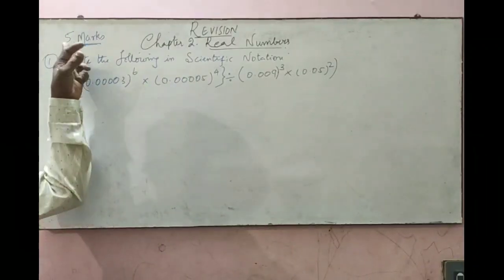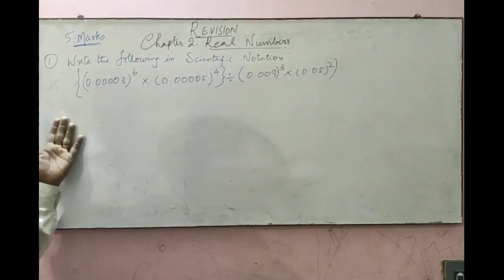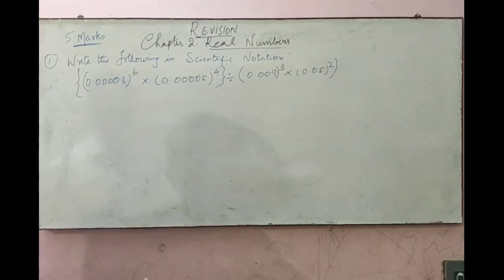Next we are going to see the 5 mark sums. In this we are going to do 5 mark sums. The first sum is: write the following in the scientific notation.